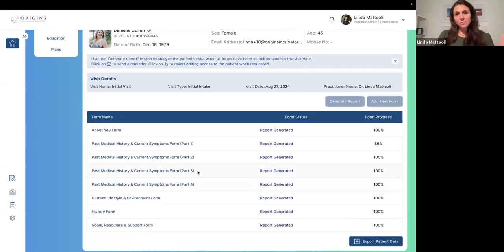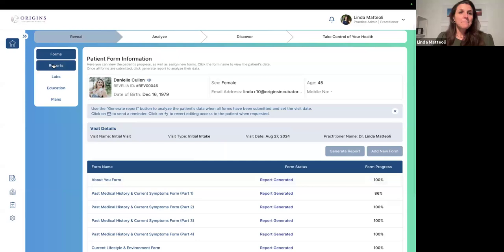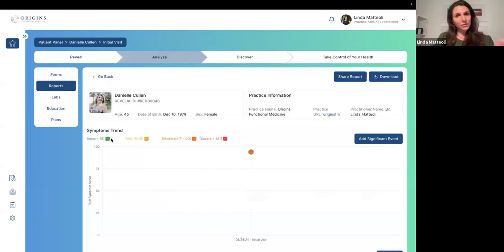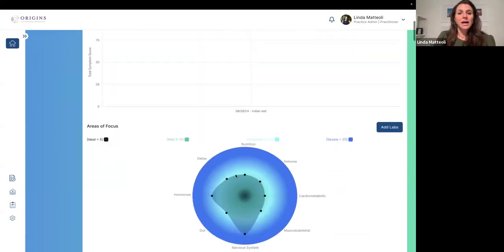So once these forms are submitted, this will be happening before the appointment. Then the practitioner will either add a new form. So if I've read through these forms and I have additional questions before the patient comes in, I can upload that at this time and the patient can fill it out, or I can move on to generating the report. Once the report is generated, right away at the very top, I'm seeing the patient's symptom trend. This is an initial visit, so there's not a trend at this time, but I'll be able to see from appointment to appointment how their symptoms are going.